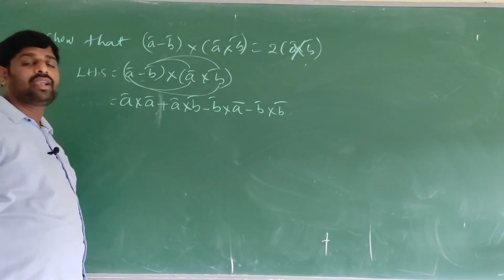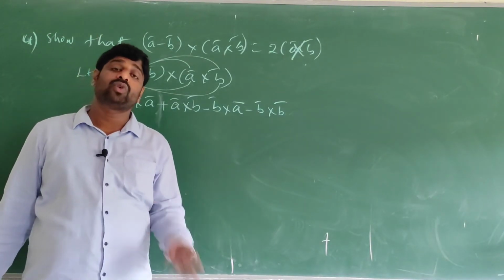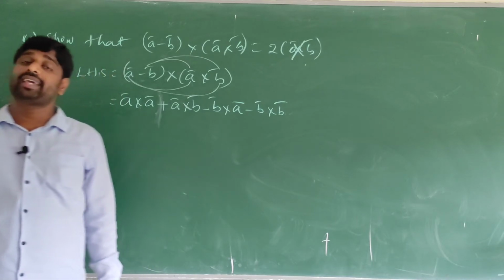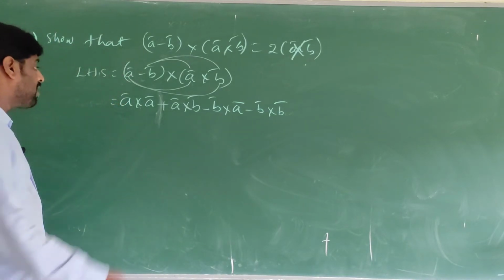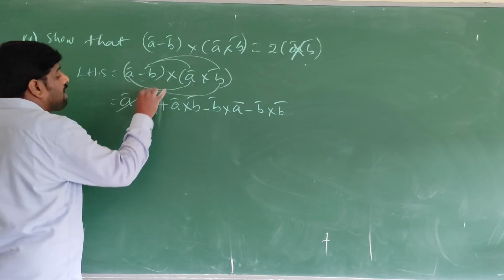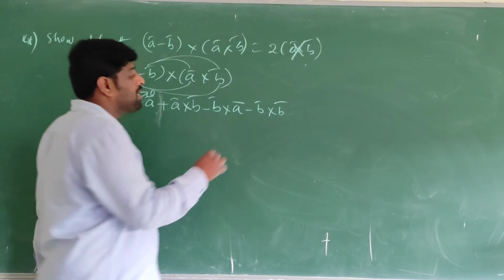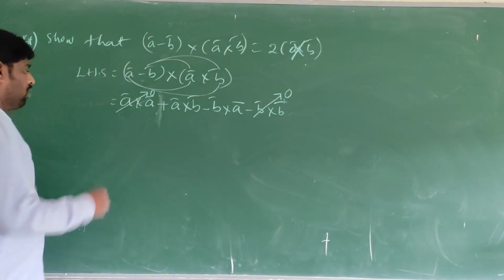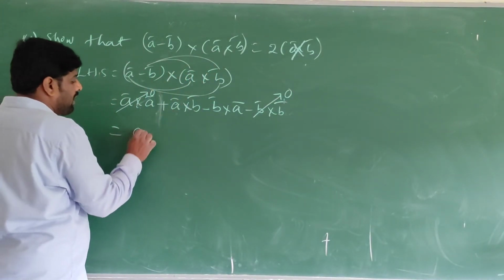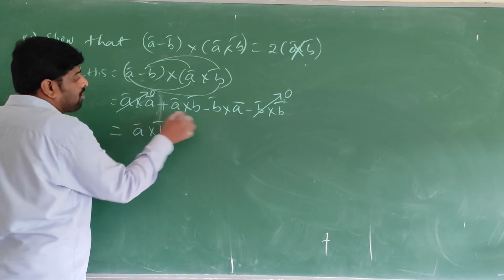I already told you, i cross i is what? 0. j cross j is what? 0. k cross k is what? 0. a bar cross a bar is what? This value is 0. b bar cross b bar is what? This value is 0. What is the remaining? a bar cross b bar.